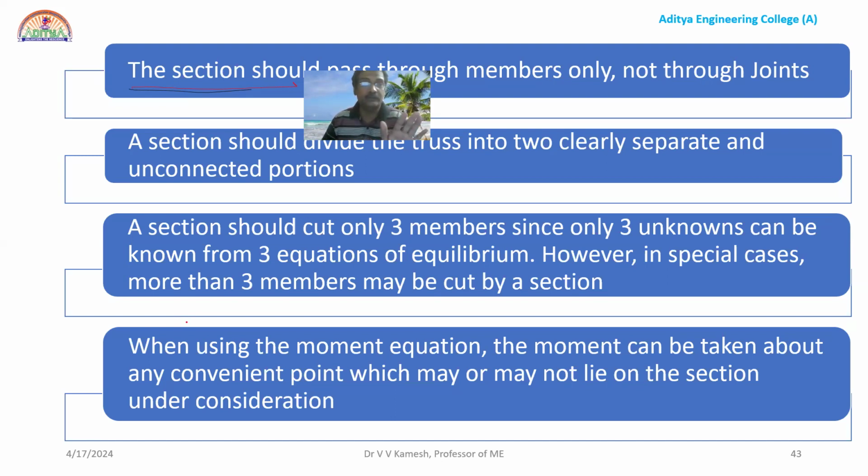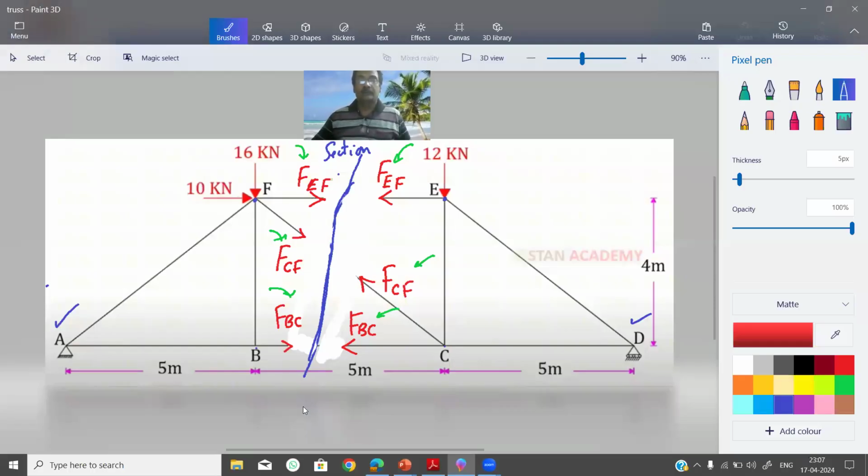Okay. Now, the fourth condition is when using the moment equation, it is very critical, right? Critical means not difficult. Critical means important. When using the moment equation, the moment can be taken about any convenient point. Remember this point? Any convenient point which may or may not lie on the section under consideration.